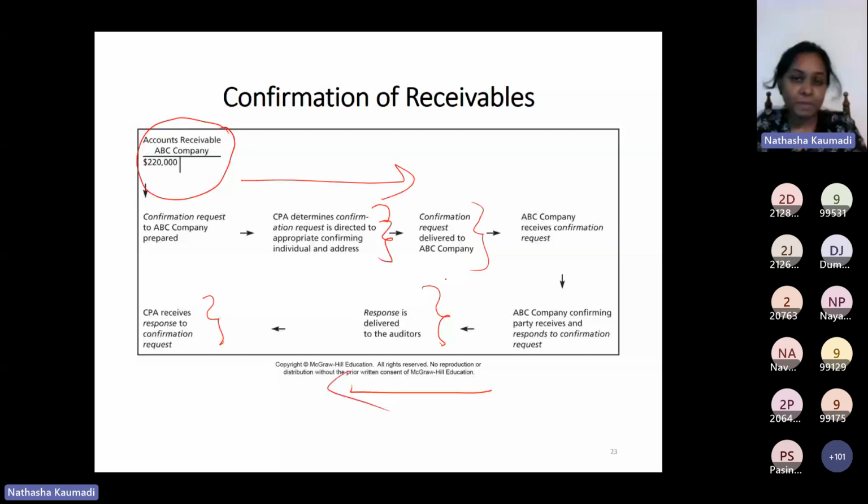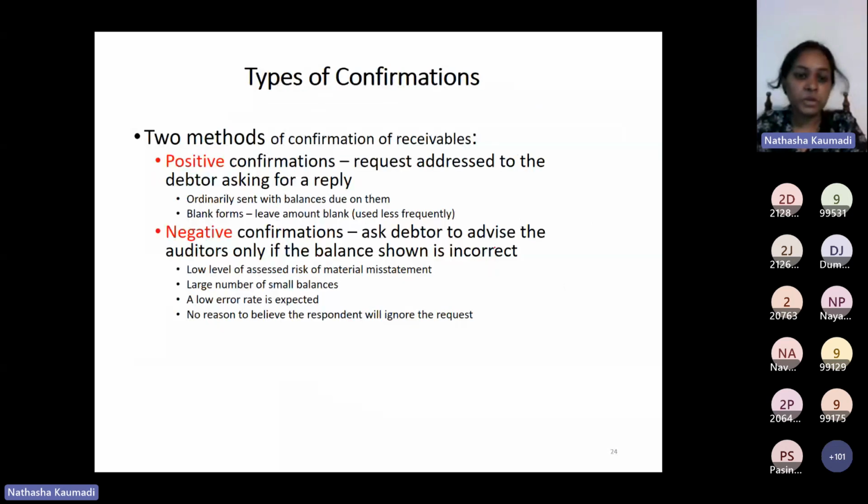But this won't be the case for all the confirmations. Now, in this slide, we are going to talk about the two methods of debtor confirmation. There are two methods. One is positive confirmation. Second one is negative confirmation. When it comes to positive confirmation, what is the meaning? You send a request addressed to the debtor asking for a reply. You are asking the debtor to reply. You are expecting a reply when you send positive confirmation. Okay, clear? You are requesting the debtor to reply.